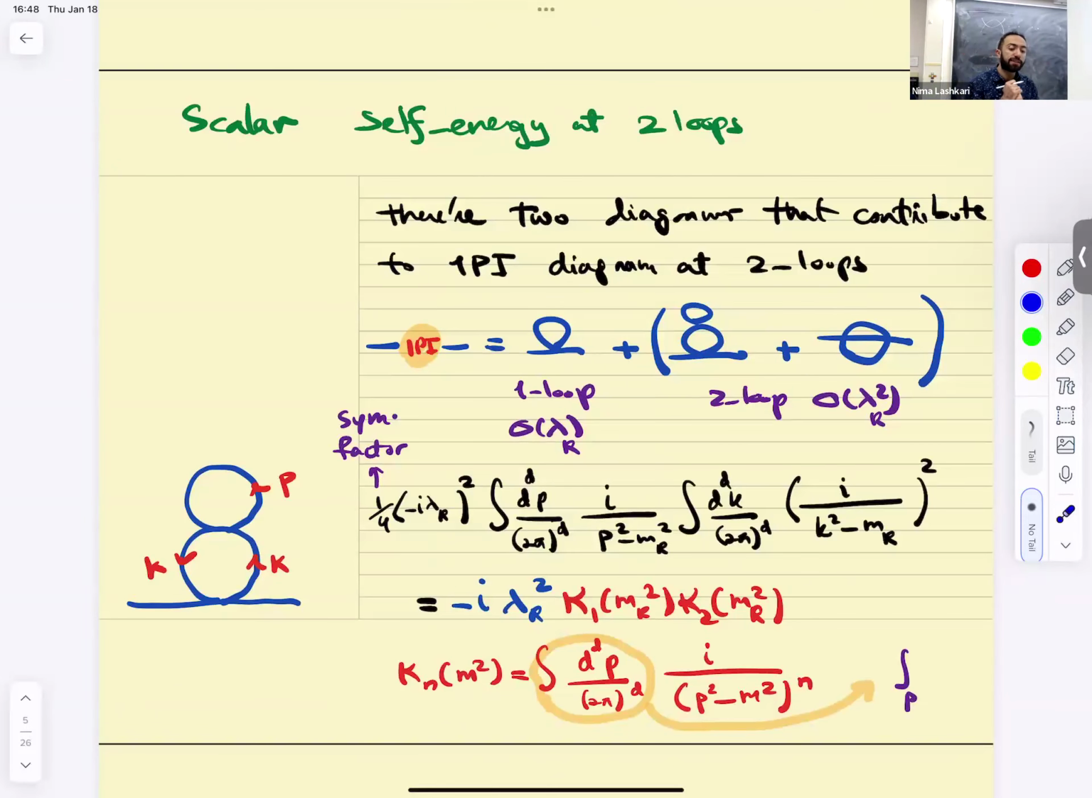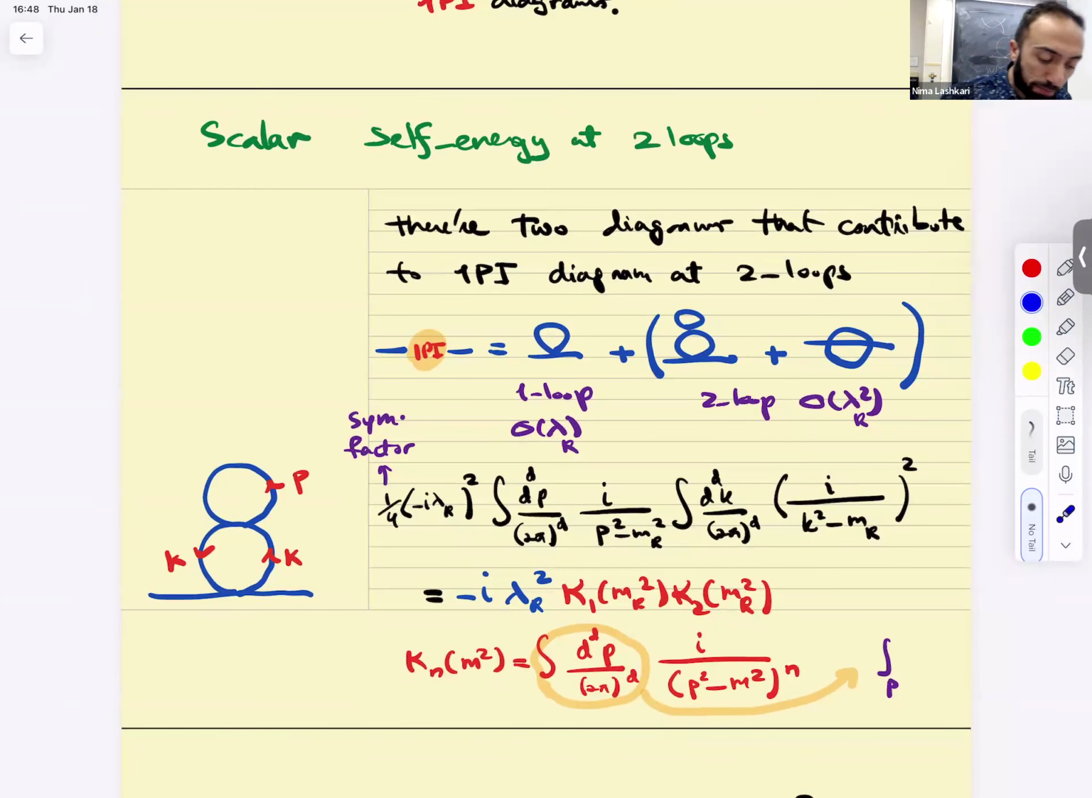All right, so scalar self-energy at two loops. This bit is going to get a little bit technical, but I want to walk you through it. It's going to be a little bit painful, hopefully not too painful. At one loop, there are two diagrams that contribute to the 1PI scalar propagator. At one loop we had this, which is order lambda_R because there's just one vertex. At two loops there are these two: two bubbles on top of each other, and a line and a bubble going through it. These are order lambda_R squared because there are two vertices.